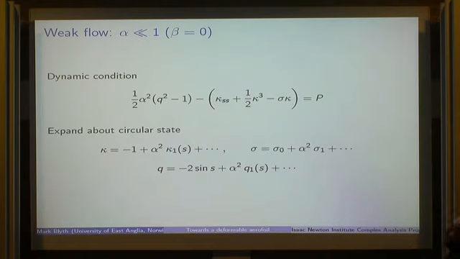Right, now let's introduce some flow, and we'll start thinking about this in the context of weak flow. So let alpha be small, and again, ditch circulation, so beta is 0. There's the dynamic boundary condition again, with those assumptions.